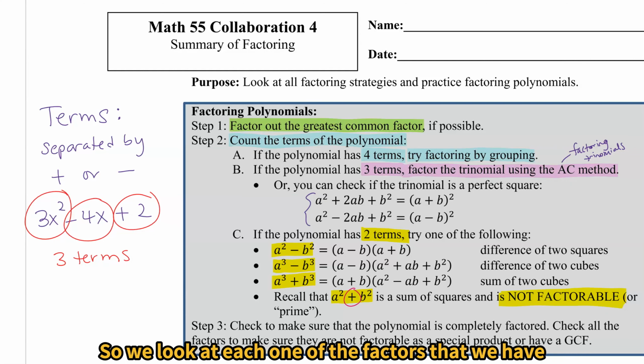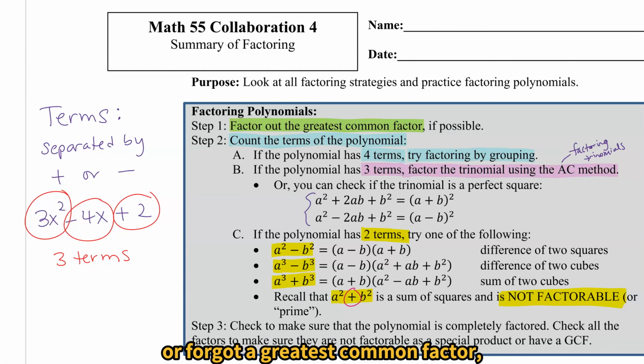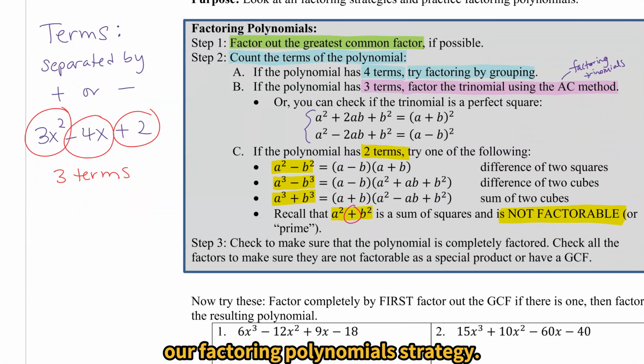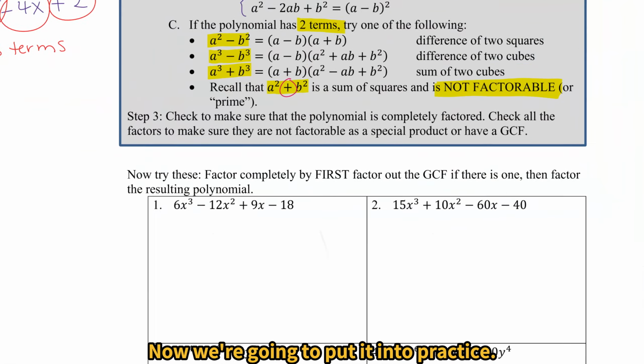And then the last step, we check to make sure that the polynomial is completely factored. We look at each one of the factors and see if maybe we left out or forgot a greatest common factor, or if one of the factors could be factored as a special product. Sometimes that happens. We factor until we cannot factor anything else out. And so there we have our factoring polynomial strategy. Now we're going to put it into practice.